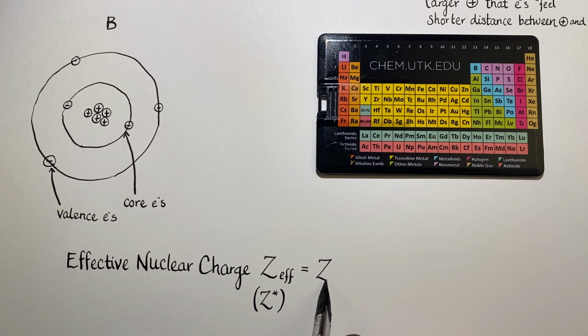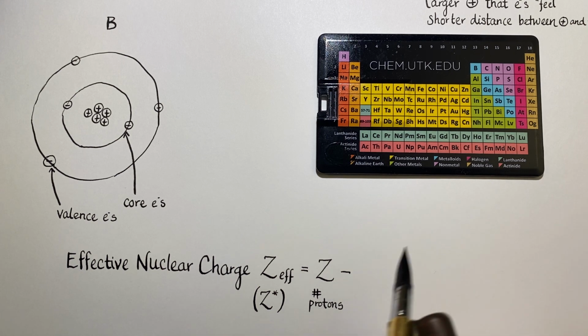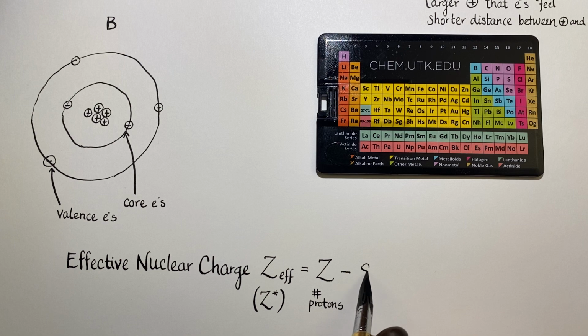Alright, so the effective nuclear charge can be calculated by taking the number of protons, or in other words, the atomic number, and subtracting out what is known as the shielding constant. But the shielding constant can be approximated by saying it's the number of core electrons.